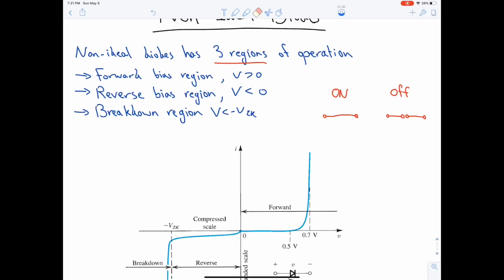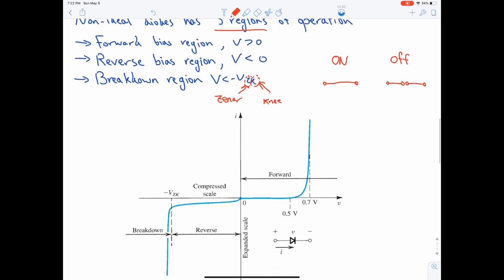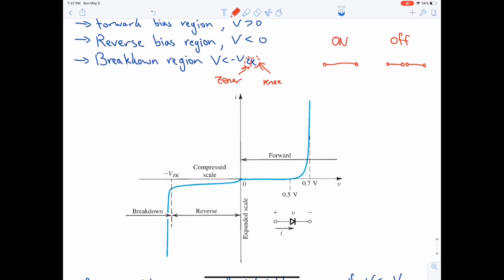Now what is VZK? Z stands for Zener, which we will discuss later on, and K stands for knee. Why did they call it knee? I will show you in the graphical interface of the IV characteristic.